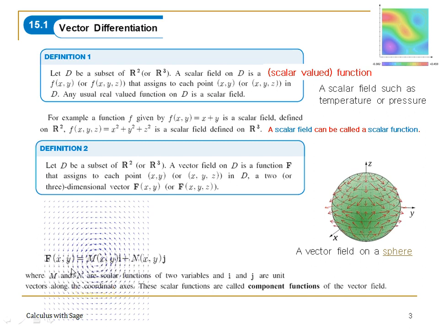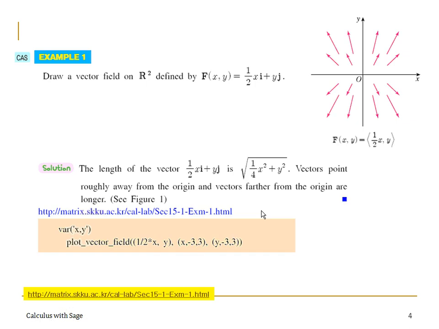Okay, this is an example of a vector field on a sphere. The domain is in R3, and the range is a vector. Here also, the domain is in R2, and the image is a vector like this. These are the examples of a scalar field and a vector field.